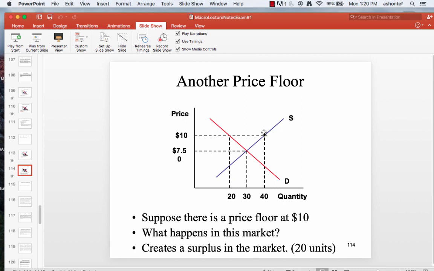So again, binding price floors and ceilings are where they've been set either above or below equilibrium, at the place where it's causing issues. So you want to be sure that you have that straight in your mind before you do any of these homeworks.